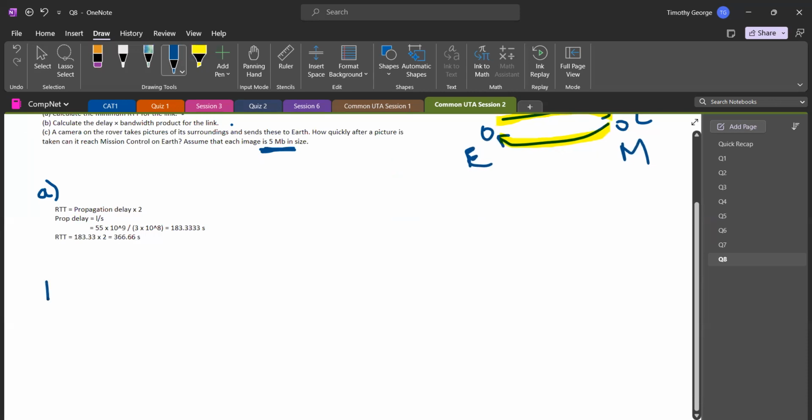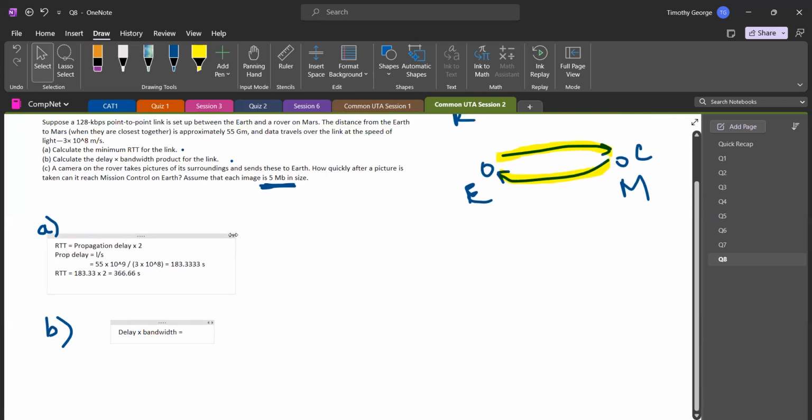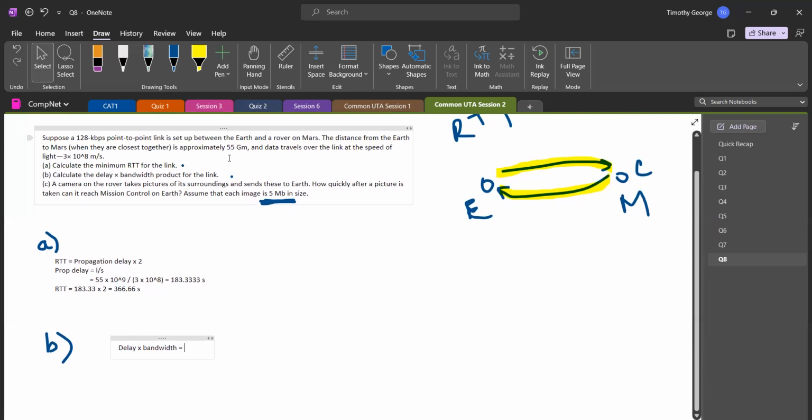Okay, let's go to the second part. Delay times bandwidth. In this, they've not given us directly the delay. They've given the bandwidth, so we have 128. So that's done. But for delay, we need to calculate it on our own. So that's going to be delay again. We actually calculated it in the first part.